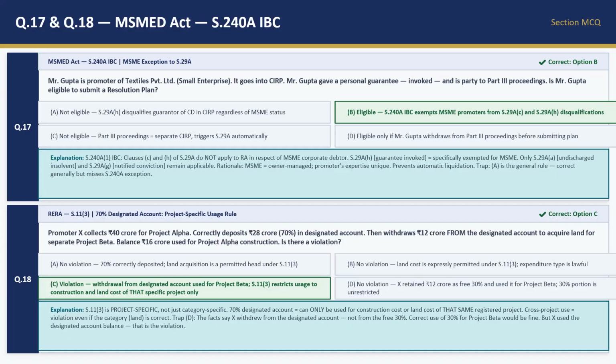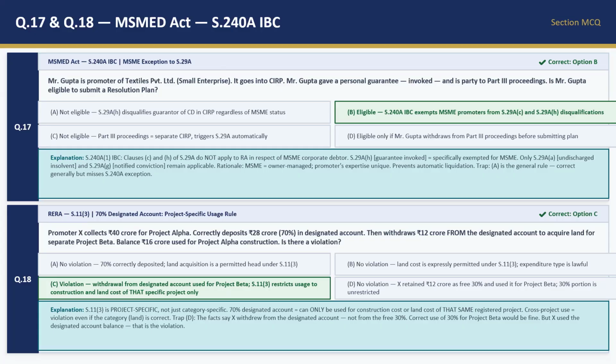The answer will be yes, because of Section 240A. By virtue of this section, IBC exempts MSME promoters from Section 29A(c) and 29A(h) disqualifications. So these do not apply to a resolution applicant in respect of MSME corporate debtors.